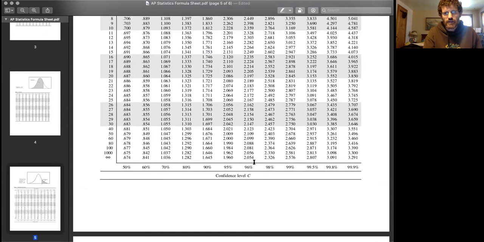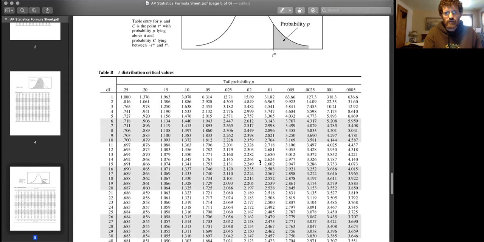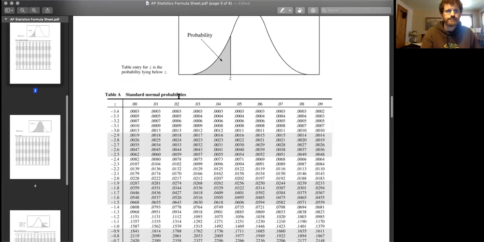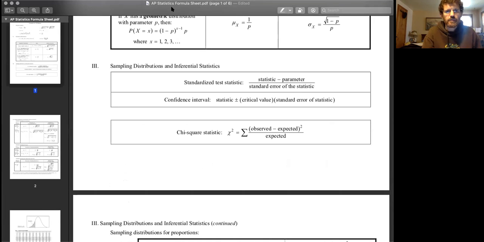So I highly encourage you guys to get familiar with this formula sheet. And all the information you need is on here. You might have to just skip around a little bit to find it all. Okay, now let me go back to our other.